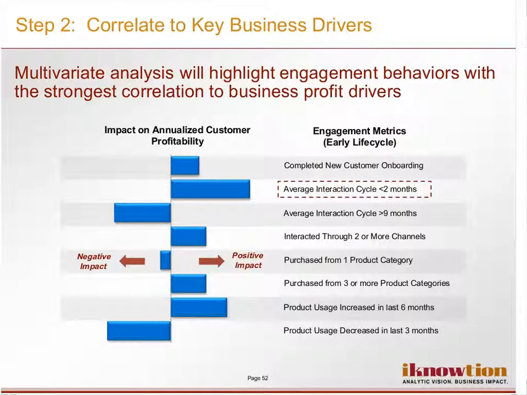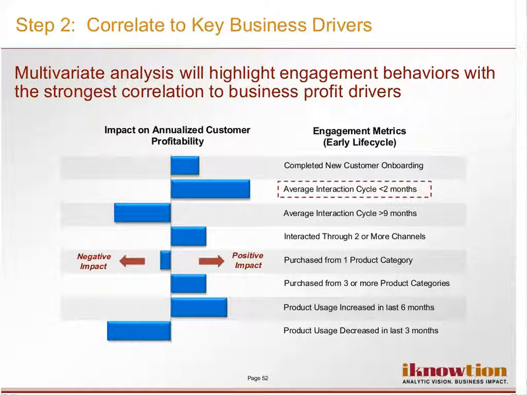The second key task in this step is to correlate now all of the identified engagement metrics to selected key business drivers. So in this case, we're correlating them to annualized customer profitability, but it certainly can be any key profit driver that makes sense in your business. Now, by using multivariate techniques, we can really begin to isolate the impact of each engagement factor on whatever selected profit driver you have. And in this illustrative example, the strongest positive driver of annualized customer profit is a measure of how frequently and consistently a customer interacts in this early life cycle.